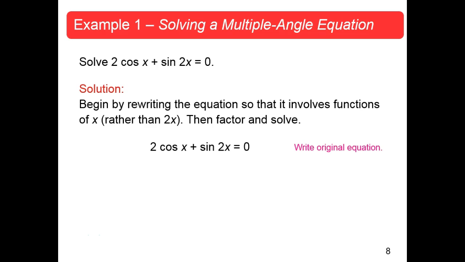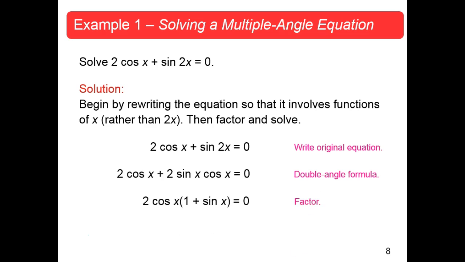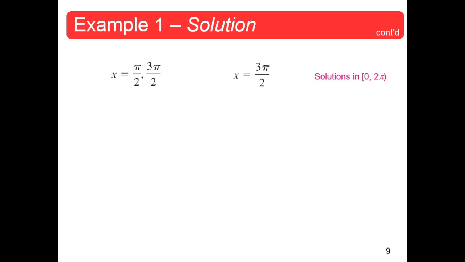Begin by rewriting the equation so that it involves functions of x rather than 2x, then factor and solve. So first they write down the equation again. And then they rewrite sine 2x as 2 sine x cosine x, which again makes it a little longer, but now you can factor. So they factor out a 2 cosine x, leaving you 1 plus sine x, and that's all equal to 0. So either 2 cosine x equals 0, or 1 plus sine x equals 0.